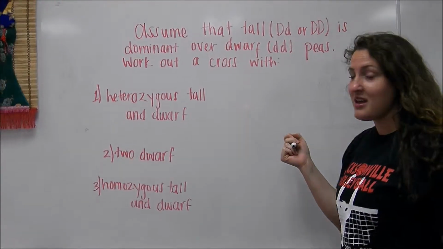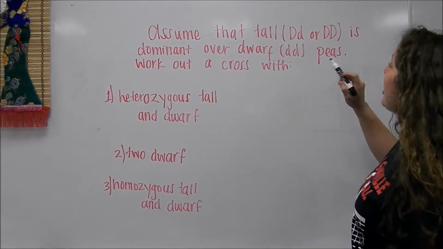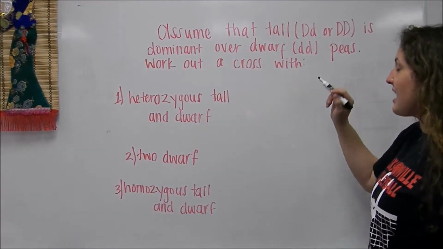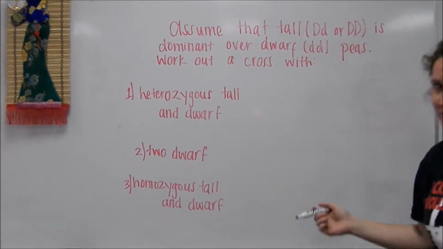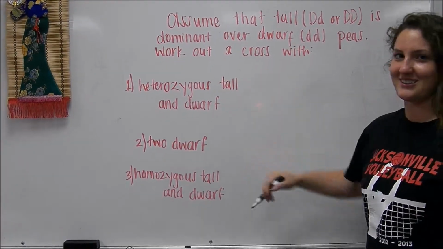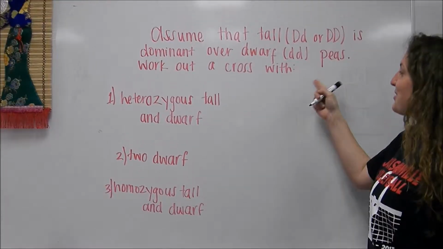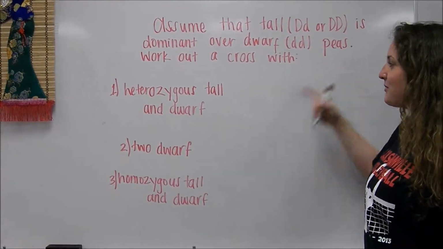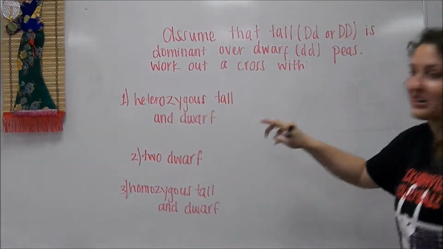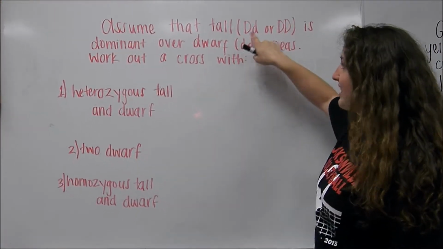To show what traits you'll get. So this one says, assume that tall is dominant over dwarf, and work out a cross with these different conditions, or, I don't know, different organisms. So there's one allele from each parent, one from mom, one from dad, and heterozygous means that they're different, so it'll be like this. It'll be a big letter and then a little letter.